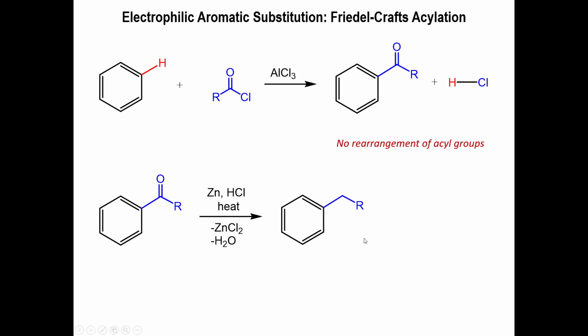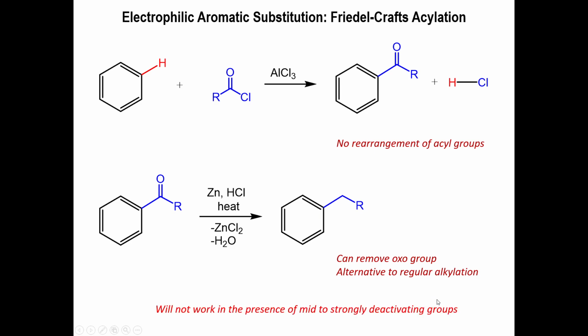And because the acylation step does not carry rearrangements, this is an alternative to the problem that I mentioned with the alkylation reactions. So this is really a powerful method to have handy for your synthetic tools. Now, all that being said, this is not going to work if you already have substituents present on the ring that are strongly deactivating groups. Mid to strongly deactivating groups will prevent this reaction from happening. So that's the only thing to watch out for. But aside from that, it's a really great alternative.